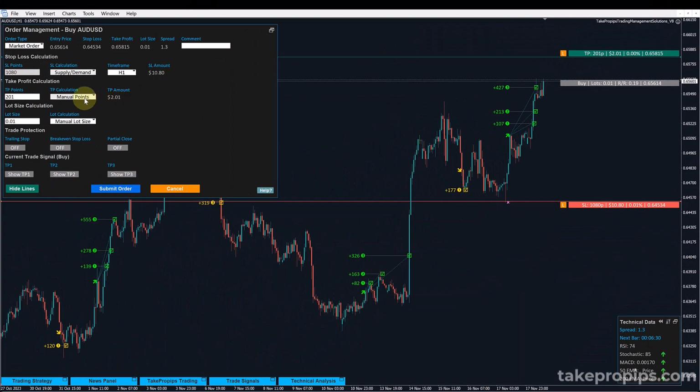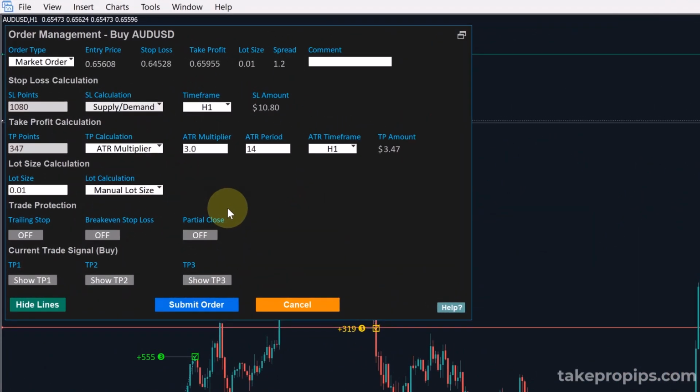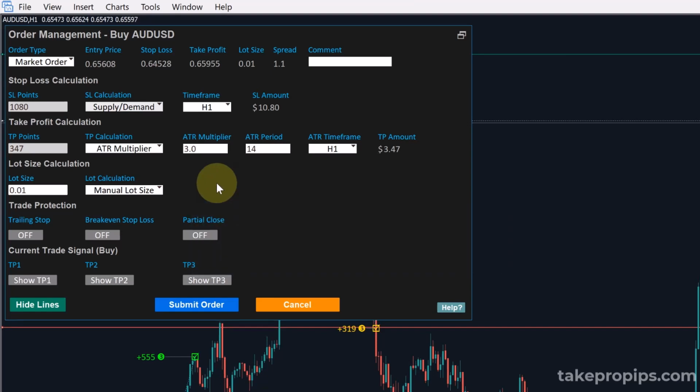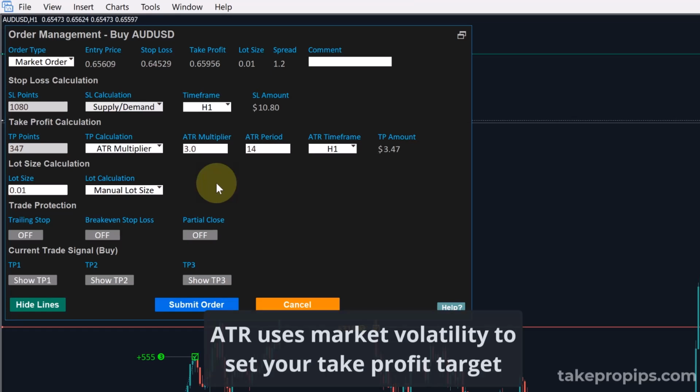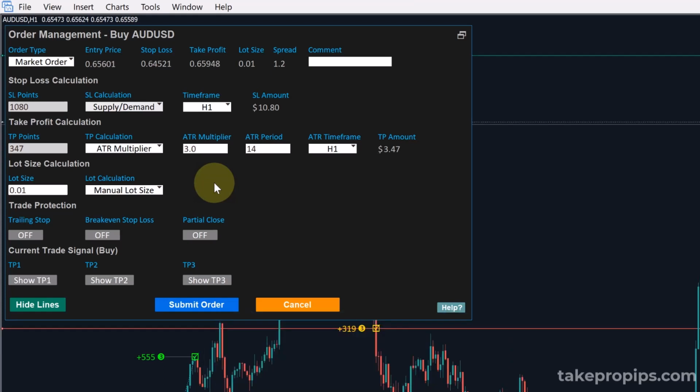Next up is the ATR multiplier. Just like with stop loss, ATR here stands for average true range. This method uses the market's movement to set your take profit. If the market is moving a lot, your take profit might be set farther away to catch more profit. It's a dynamic way to adjust to the market's pace.